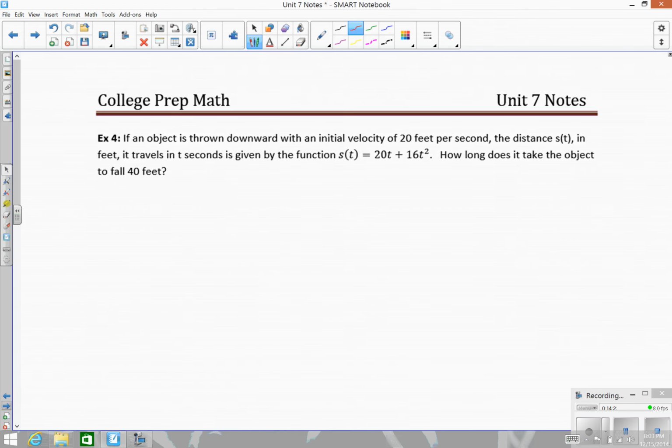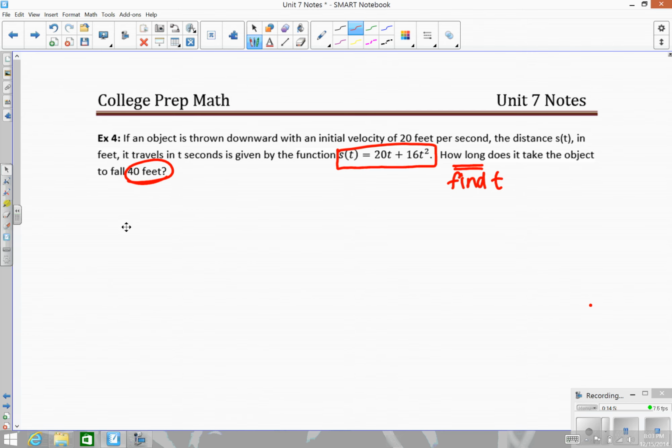So let's look at one last example, which is going to be an application problem or a word problem. So in this example, it says if an object is thrown downward with an initial velocity of 20 feet per second, the distance, s of t, in feet it travels in t seconds is given by this function. So here's my function. What we want to do is we want to find how long, so basically what it means is we're going to be finding t, does it take the object to fall 40 feet.